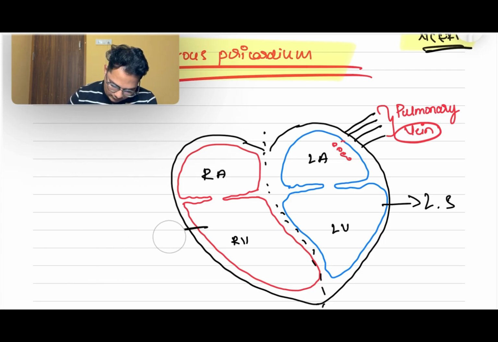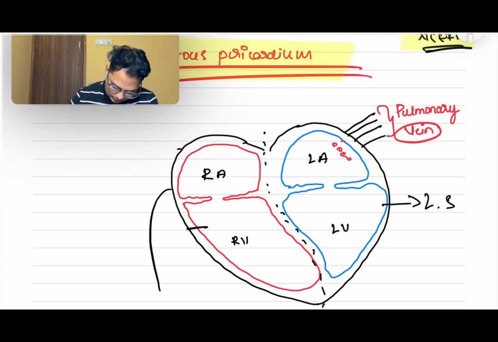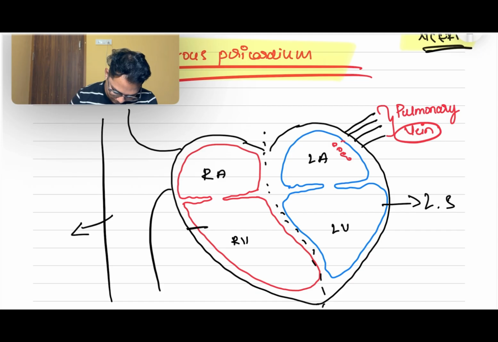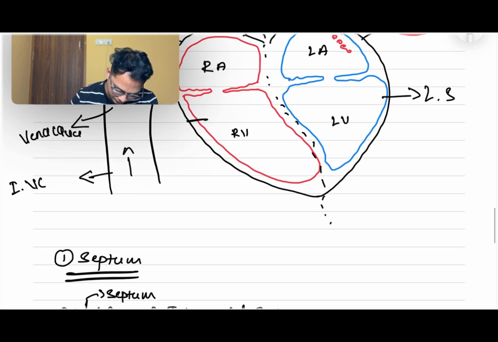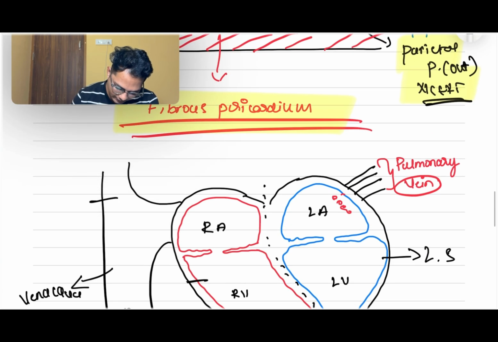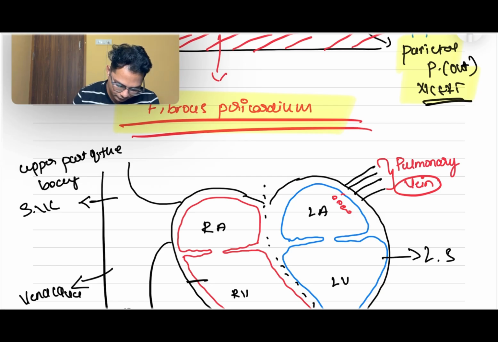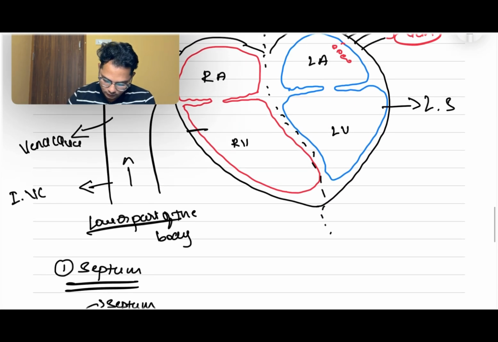And then to the right auricle, the blood actually comes from what's called the vena cava. The lower vena cava, or you can call it the inferior vena cava, brings the blood from the lower part of the body, and the same way the superior vena cava brings the blood from the upper part of the body. One is the lower part of the body and the second one is the upper part of the body. Okay, so this is what you got to know.